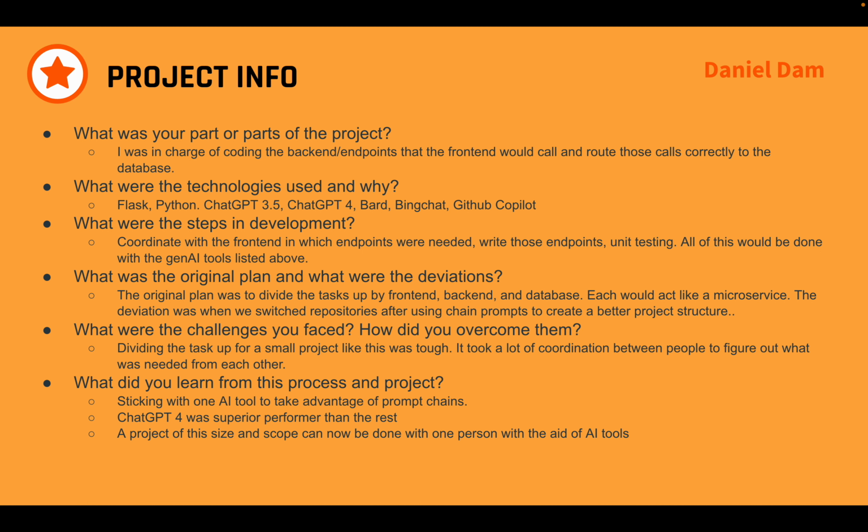The challenges Daniel was facing was that dividing the task up for a small project like this was tough. I mean, it was, because as I mentioned, really one person could have done this project in the end with the AI. It also did take a lot of coordination, like he's mentioning, to figure out what was needed from each other. So it was constant, as I was mentioning in all our reports, communication through Microsoft Teams, making sure that we all were on the same page. Then when something was missing, it was updated right away, and we complied with all the requirements.